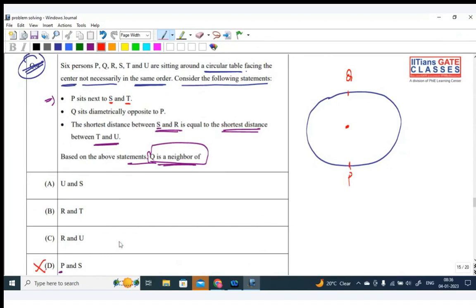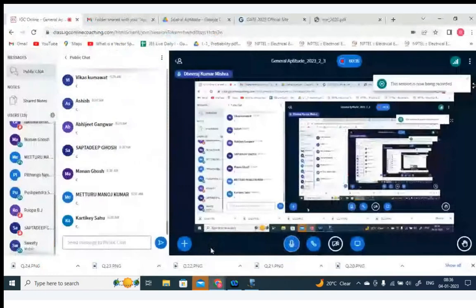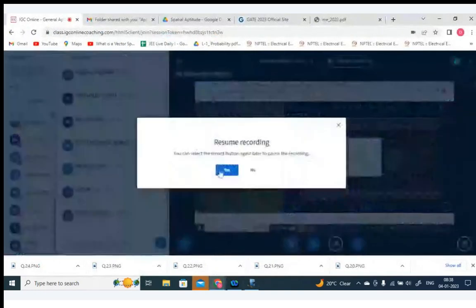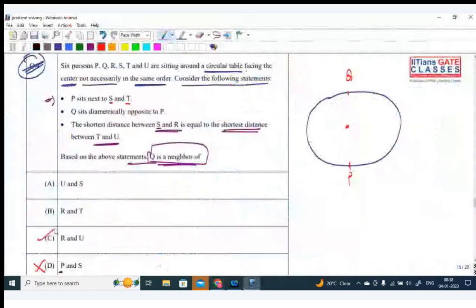Understood? And if yes, I think yeah. How many of you got it? Option C is correct, right? Option C is going to be correct because it is straightforward as well, right?